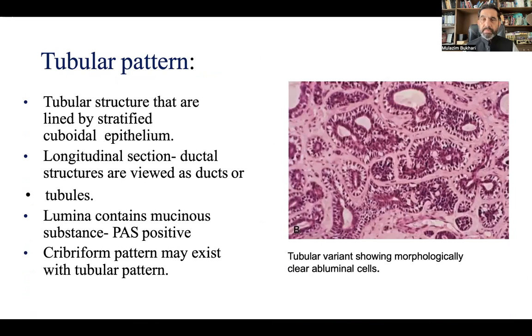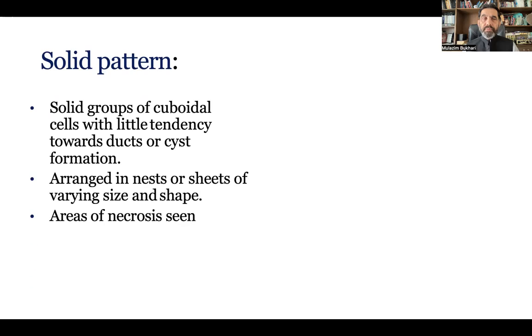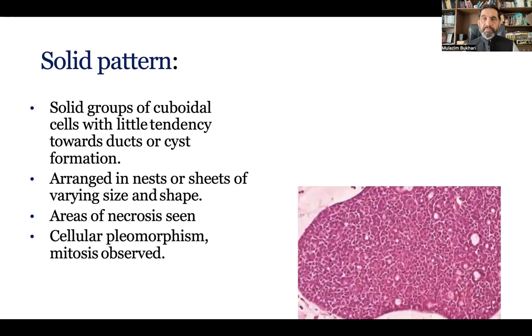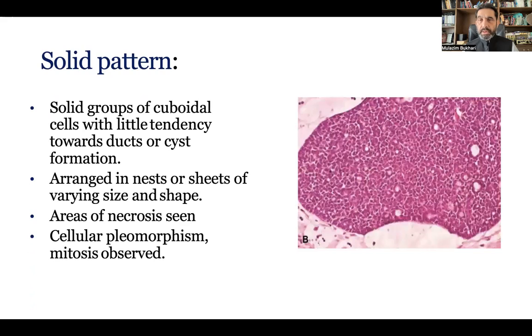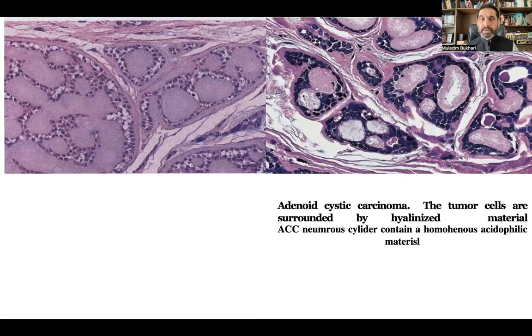The mucinous cribriform pattern may be seen sometimes. This is the classical pattern of the solid variant. You cannot see any tubules, almost solid growth, arranged in nests and sheets with varying size and shape of the cells. Most of the cells are basaloid cells, and more pleomorphism is seen. These are the different classical pictures.